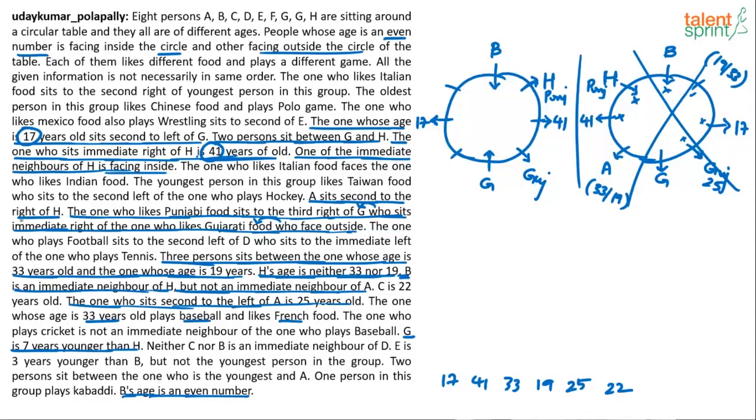A sits second to the right of H. So this is H, second to the right, first and second. This should be A. Fine. A can come here. A should not be a neighbor of B. A cannot come here, but A can come here. Fine. Now I have to proceed.